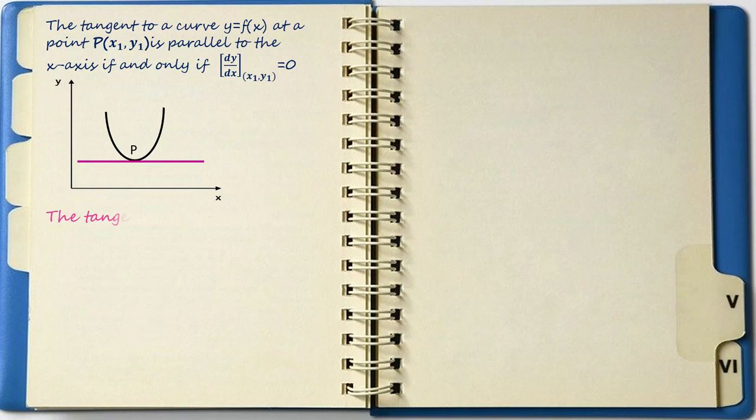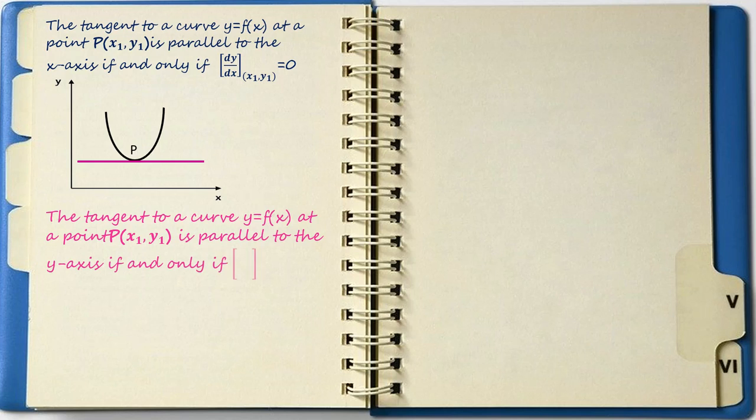Now for the curve y is equal to f(x), if the tangent at a point P is parallel to the y-axis, then the condition is that the slope of the normal, that is dx/dy at the point (x1, y1), the point of contact, is equal to 0. That means this dx/dy, the derivative of x with respect to y, should be 0 at that point. That time we will call this tangent parallel to the y-axis.